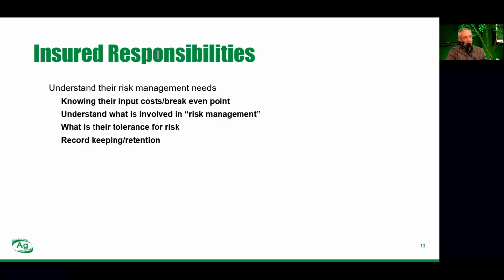Insureds should also know their input costs and their break-even prices, because that can help them decide what levels of crop insurance to buy or what levels of protection they need.